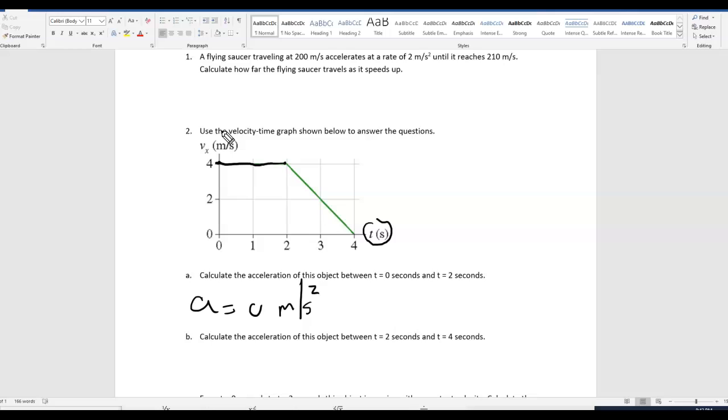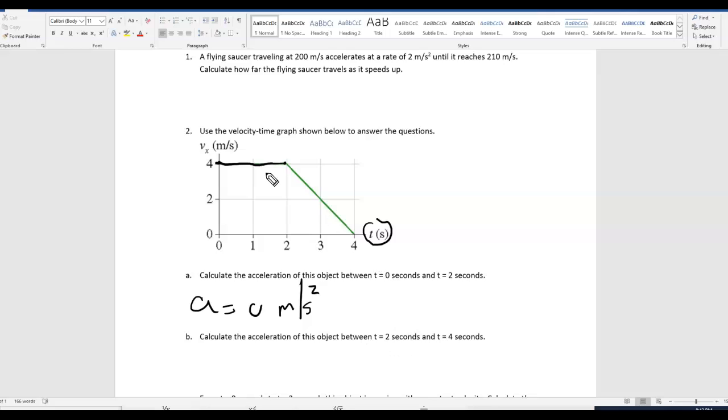By definition, if you have constant velocity, which we do in this first segment right here, then you have 0 acceleration. However you want to think of that, you don't actually have to do much work to answer that first question.